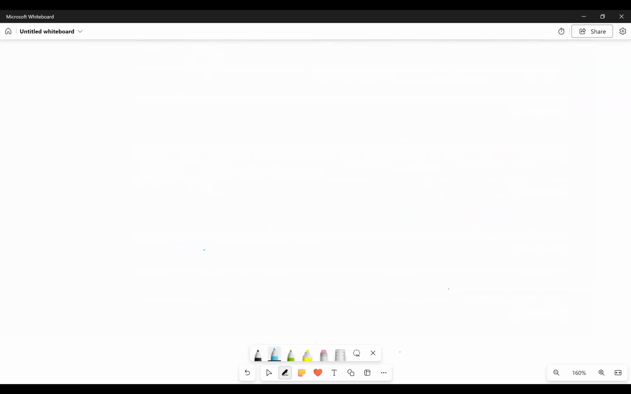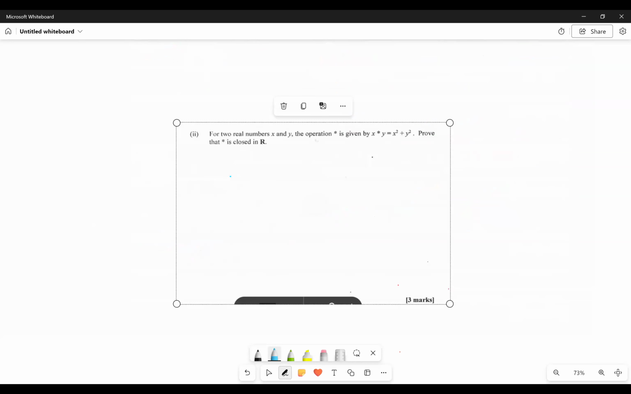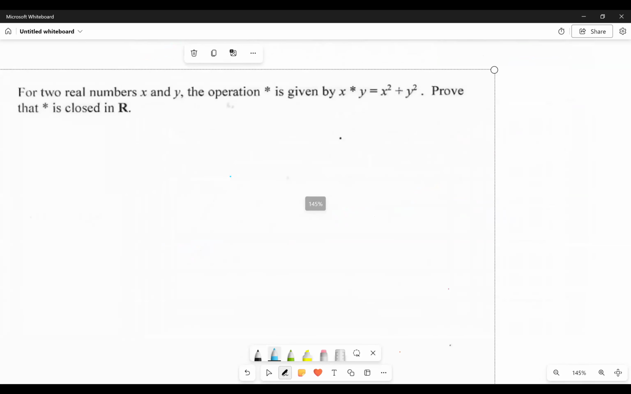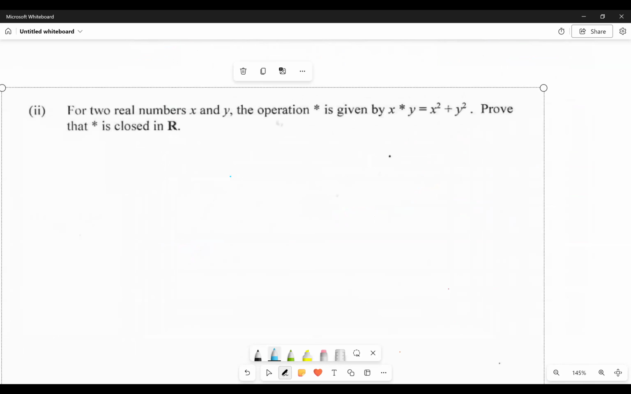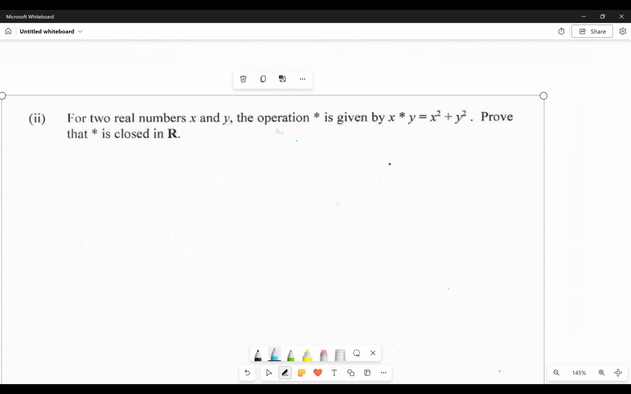Someone also said to take a quick look at real numbers. And so, real numbers and binary operator, right? Thank you. Glad I can be helpful. So for this binary operator, it says it's closed in R.